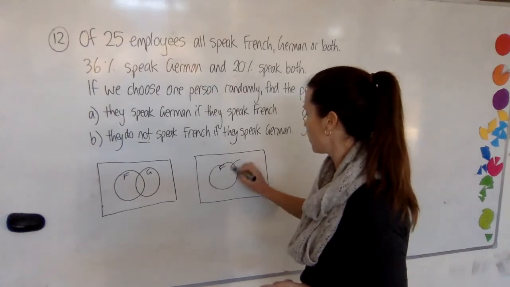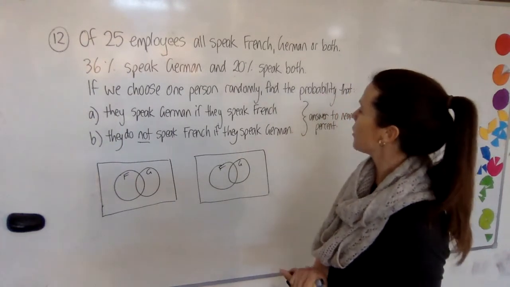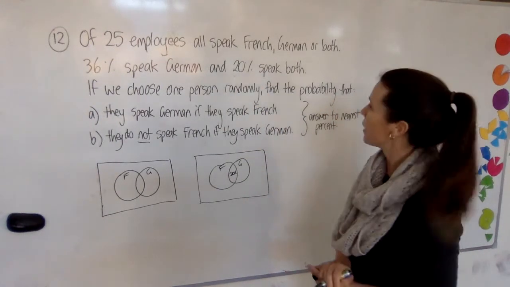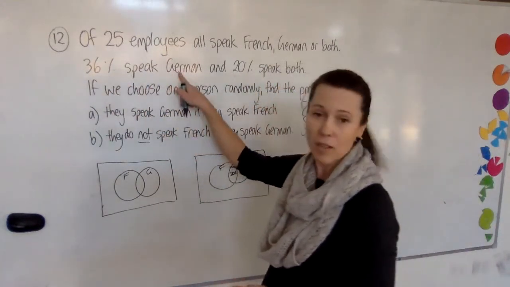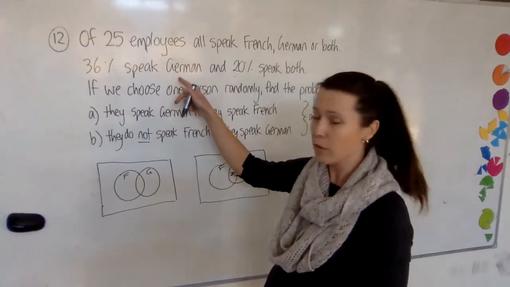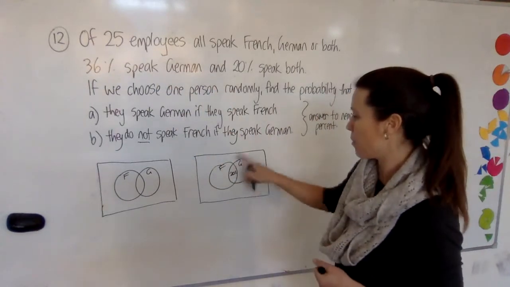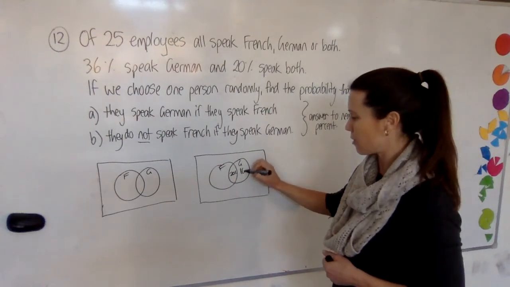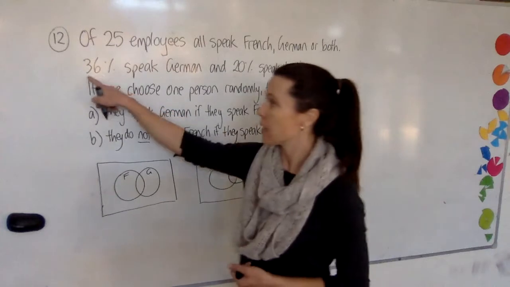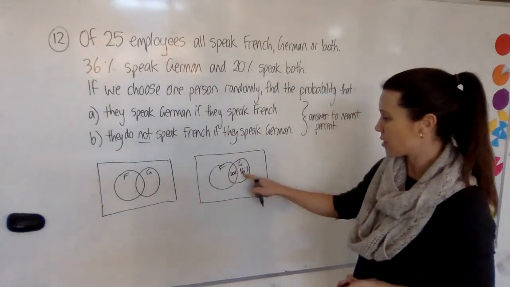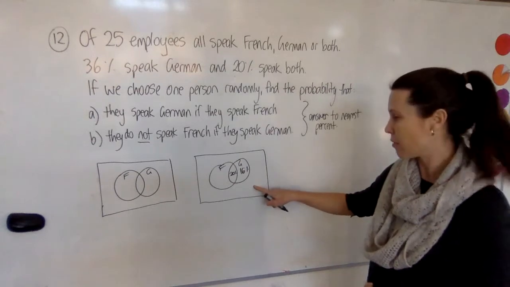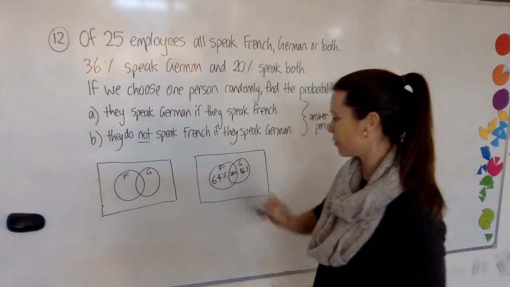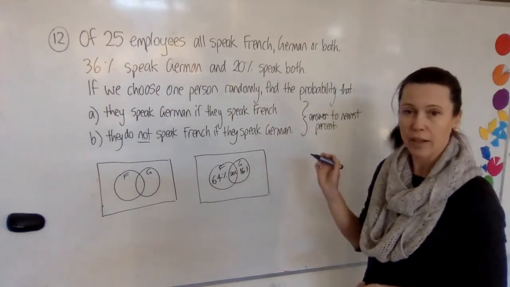French, German. Now, if we know that 20% speak both, I could put that 20% in there. And if we know that 36% speak German, now that's all together. That's not 36% speak only German, that's 36% in the German bubble. So if I've already placed 20% in that German circle, I only need 16% out here because 20 plus 16 gives me my 36. Now if everyone has to speak one of these languages and nobody's outside the bubble, if I've already got 20 and 16, that's 36, I'm going to need 64% out here. Now, this is a perfectly okay way to do this.